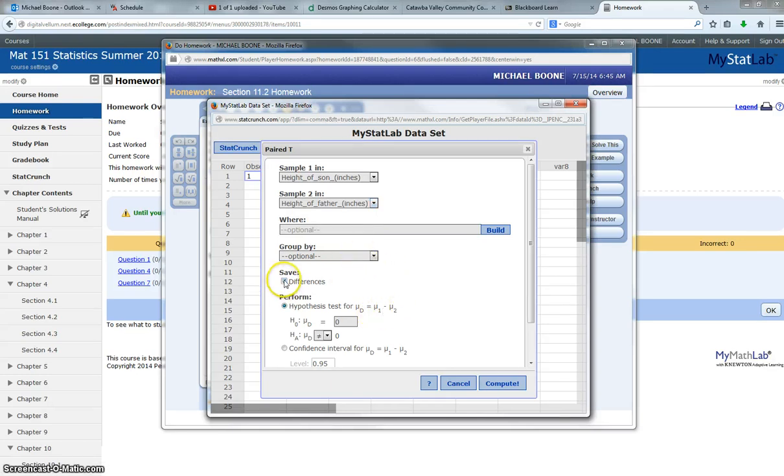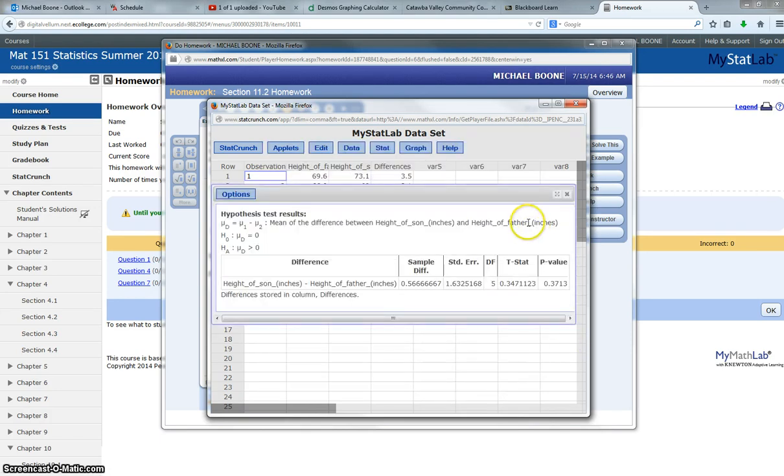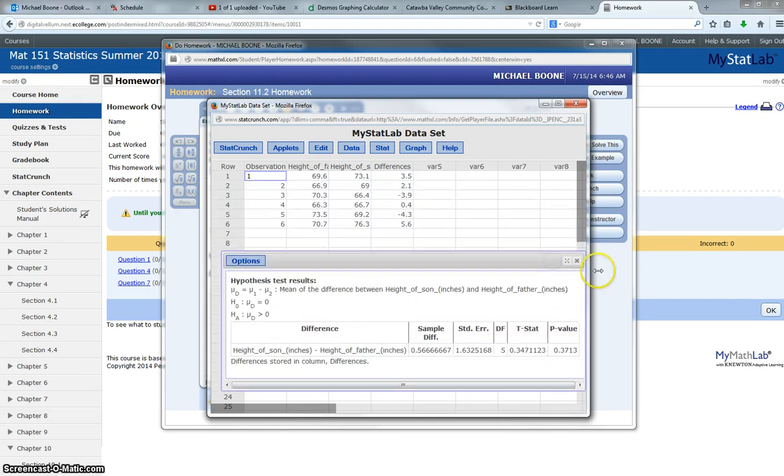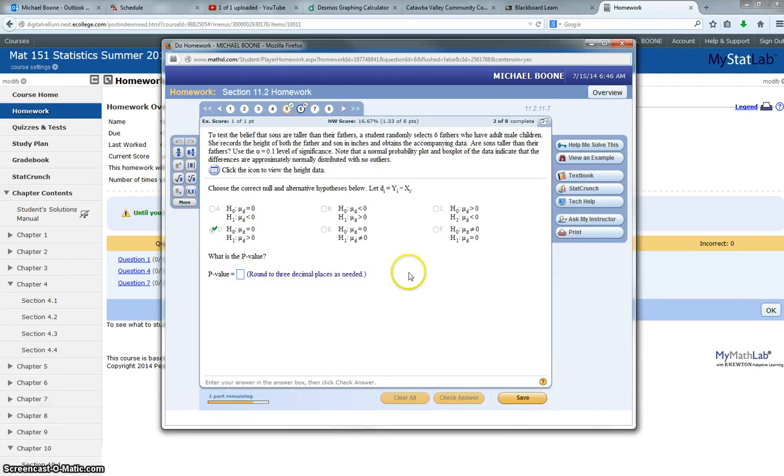We could save the differences if we want, but we really don't need to. And we said that the mean difference would be greater than 0 because we had sons first and fathers second. If we compute, here's our p-value of 0.3713, which is 0.371 to 3 decimal places.